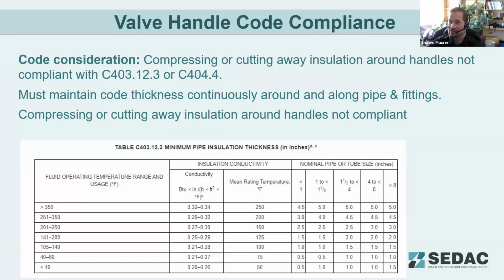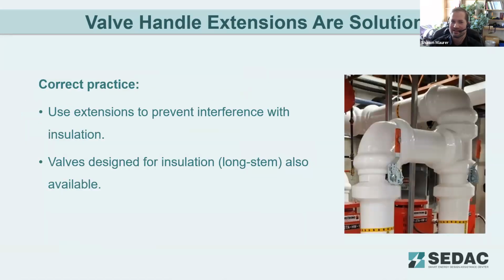As far as energy code implications, again, it comes back to section C403.12.3. And if we're looking at service hot water, C404.4, both of those go back to this table for insulation thickness based on its conductivity rating. And so even around those valve handles, you have to maintain that thickness to be code compliant. So if you're cutting away or compressing the insulation, that's not a code compliant installation anymore. So you need to have those valve handle extenders to maintain that thickness. And here's a picture of those valve extenders that Sean was talking about.